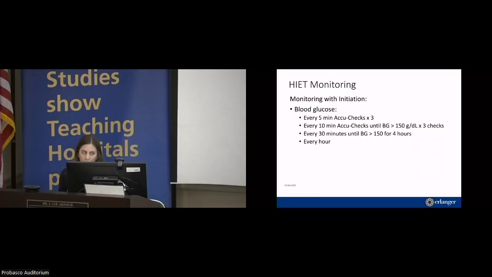For monitoring, we look at blood glucose. If the blood glucose drops below 100, we hold the infusion. We check every 5 minutes for the first 3 checks, every 10 minutes until our blood glucose is over 150 for 3, and then every 30 minutes until over 150 for 4 hours. And then we go to every hour.